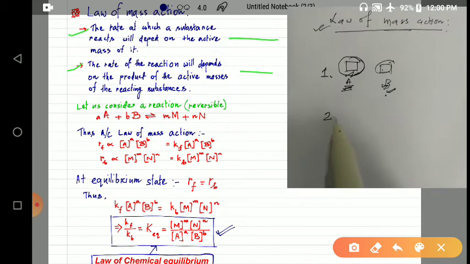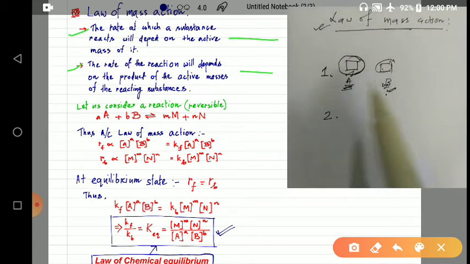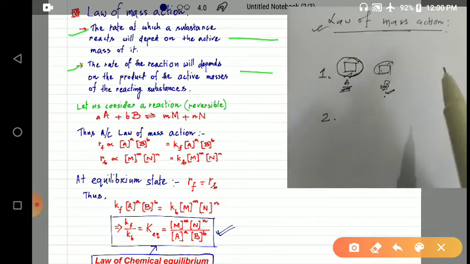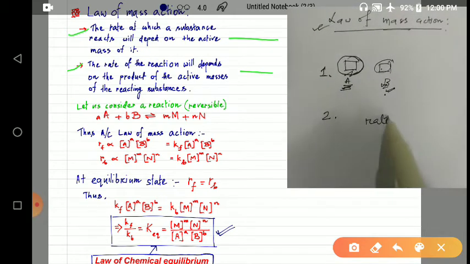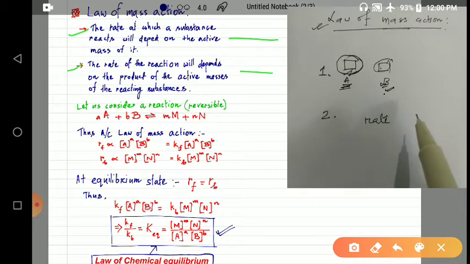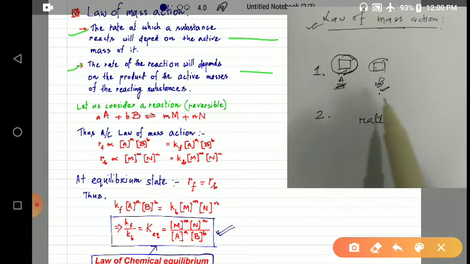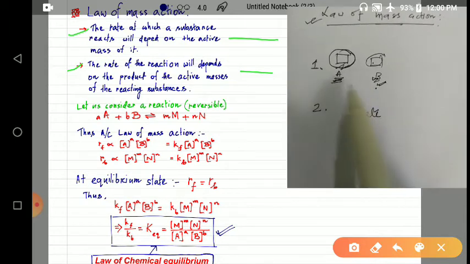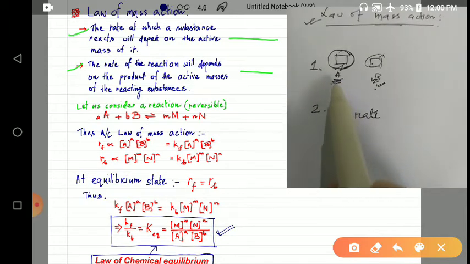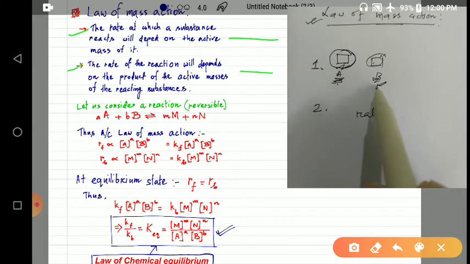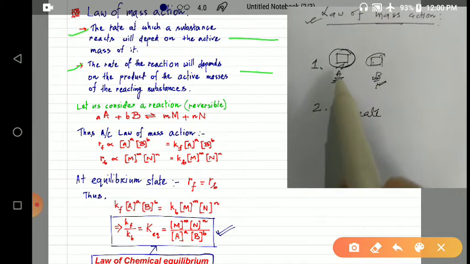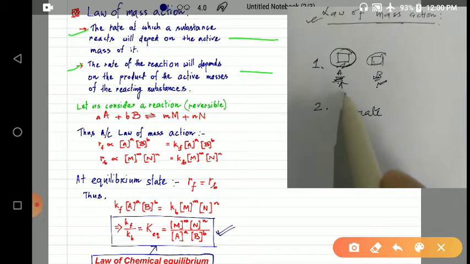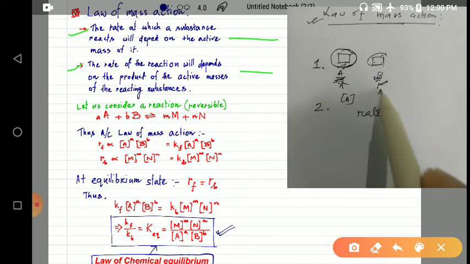And the second point is that the rate of a reaction depends upon the product of the active masses of the reacting substances. Here you see A is reacting with B and B is reacting with A. So let's suppose the active mass of A is A and this one is, let's suppose, B.